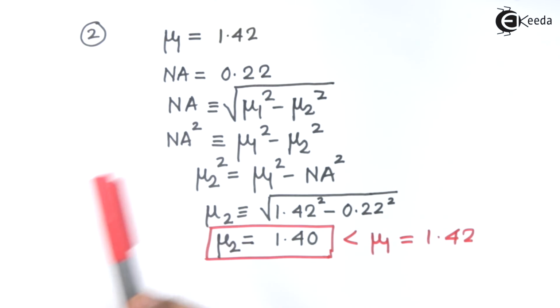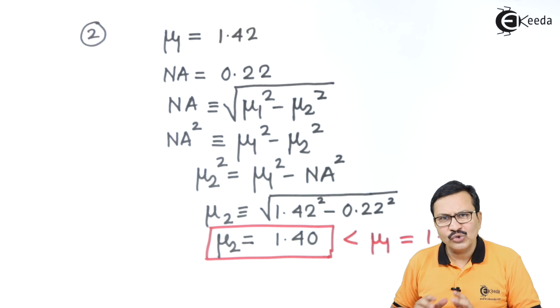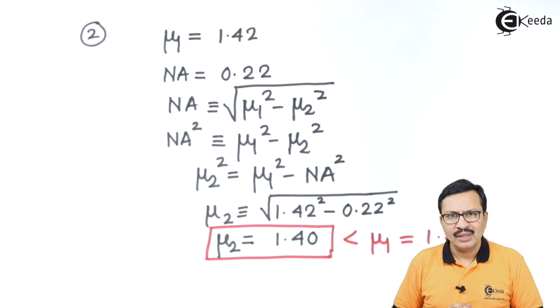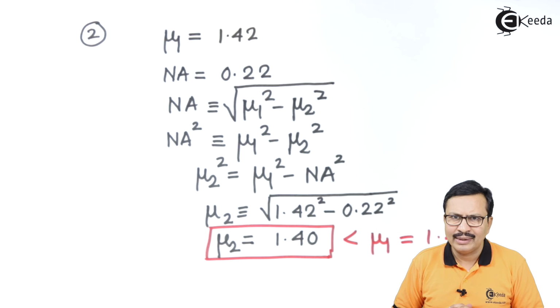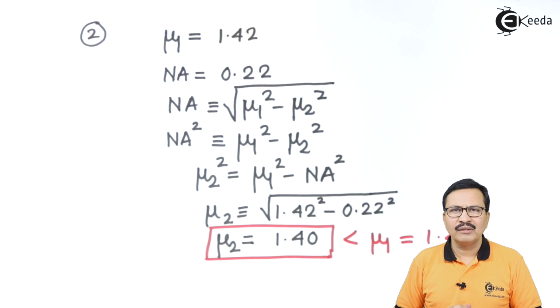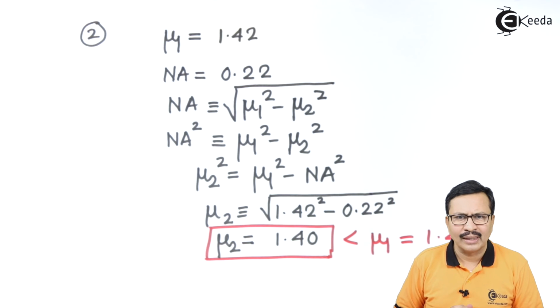Thus, we have utilized the values of the numerical aperture and the fractional refractive index delta to determine the refractive index of the core and the refractive index of the cladding.